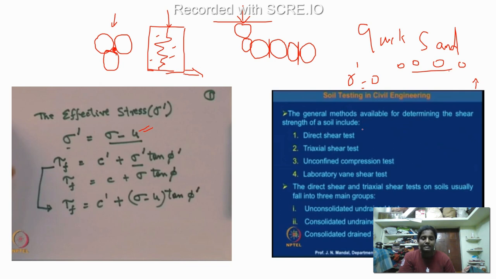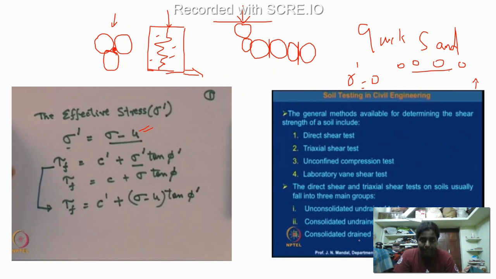So, what are the general methods to find out this shear strength? In the lab, we have direct shear, triaxial, unconfined compression test, and laboratory vane shear test. Okay, so these are the methods to find out. The direct shear and triaxial, we generally classify into three main groups: one is the UU test, unconsolidated undrained, then consolidated undrained, and consolidated drained.